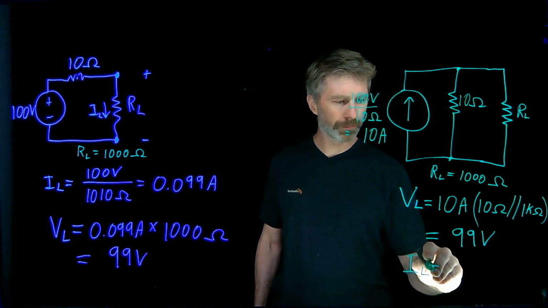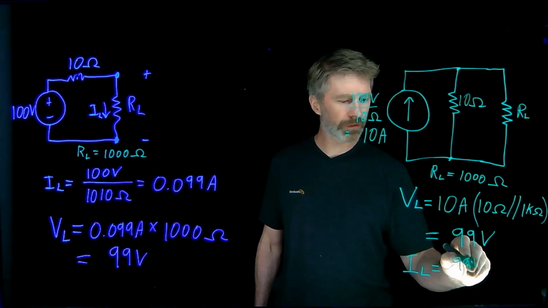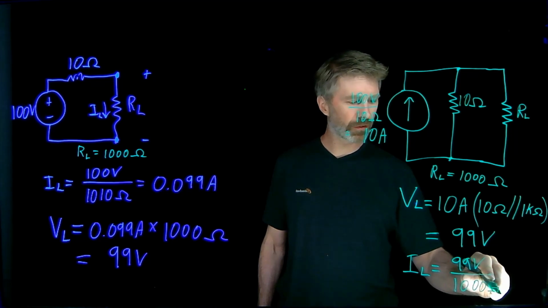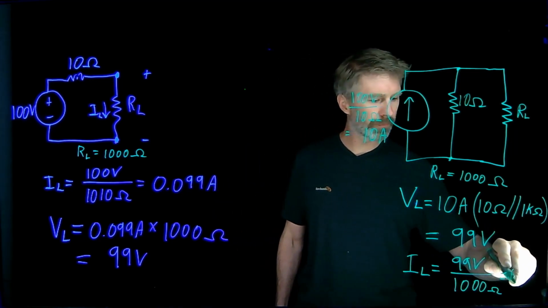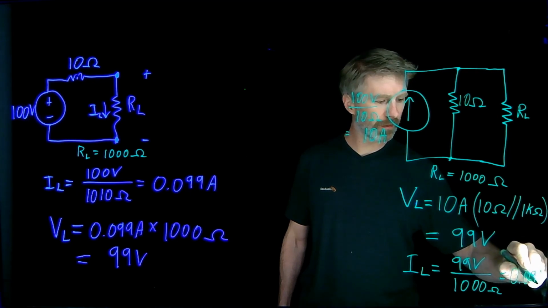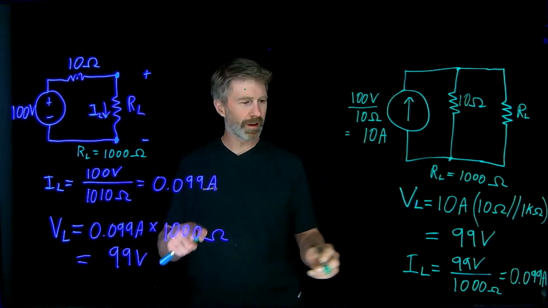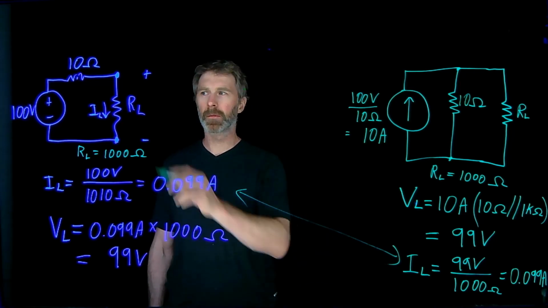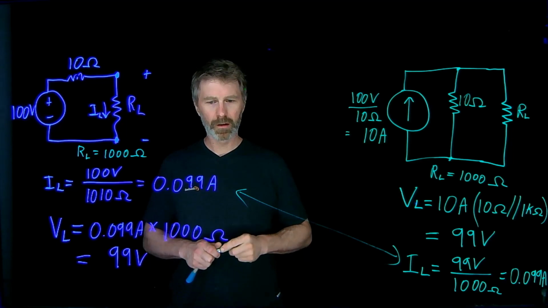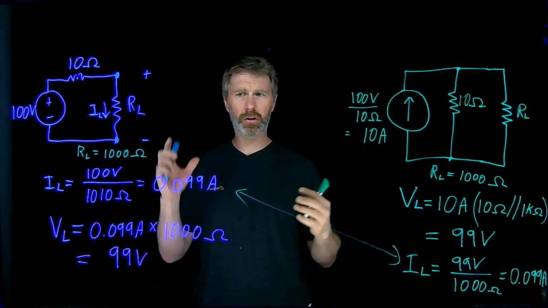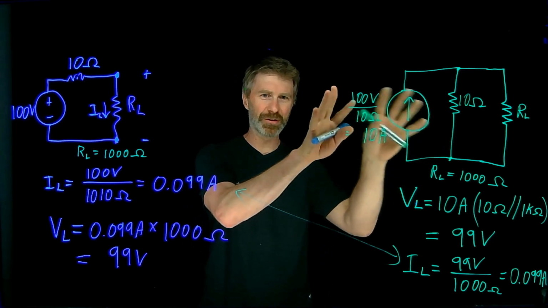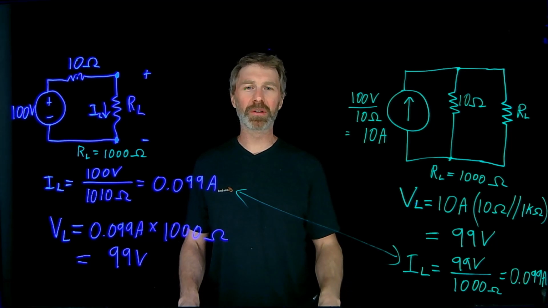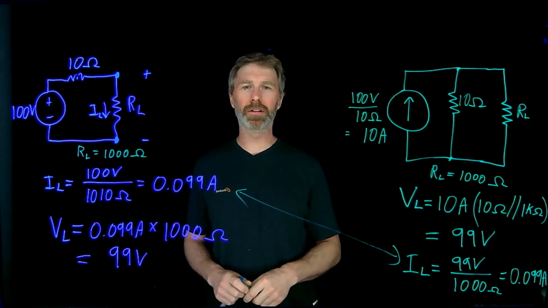Now the current through the load will be 99 volts over the resistance of that resistor, which is 1000 ohms, and that works out to 0.099 amps. And again, that matches what we had with the voltage source circuit. So hopefully that shows you how current sources are equivalent to voltage sources and how to convert between the two different ones to give you the equivalent circuit.